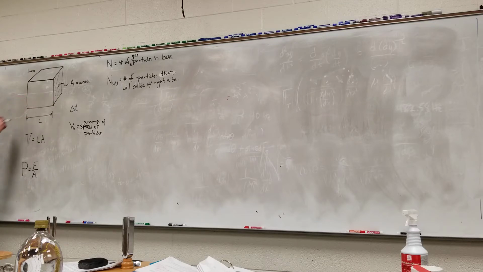So the only particles that could possibly hit it are those that are within this range right here of vx delta t. If I'm looking at a certain amount of time, that is the farthest that a particle could travel in that time. So I only care about particles within that part of the box.